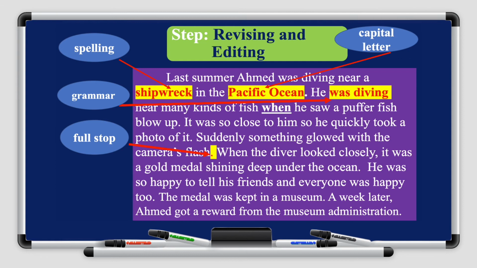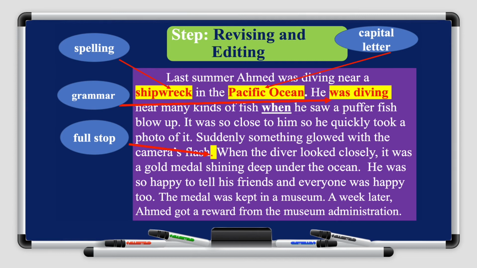Okay, so let's look at it together. So here we have correct spelling for shipwreck. It is there. Our capital letter for Pacific Ocean, where it is a proper noun. Remember, proper nouns are names of places, names of people, names of countries, names of continents. So that's something that is important. Okay, so here we have it capitalized.